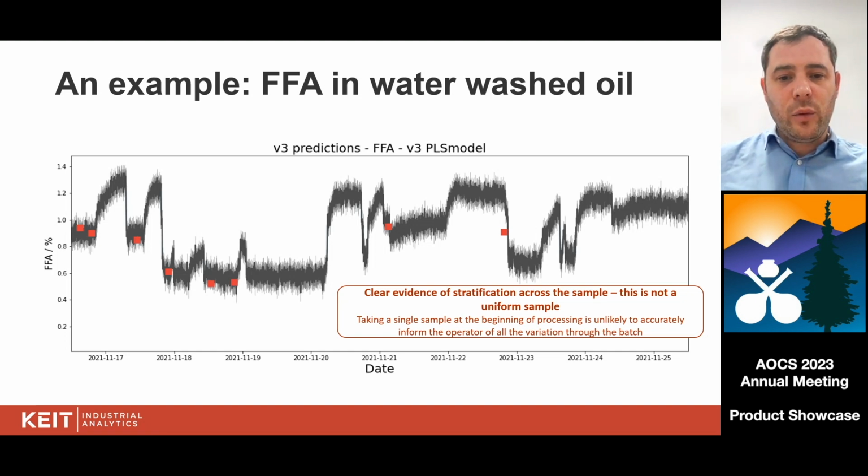And you can see the samples, they're not as stable as expected. The customer assumes if they take one sample at the beginning, it's going to be stable the whole way through. And you can see here there is some variation across the batch.